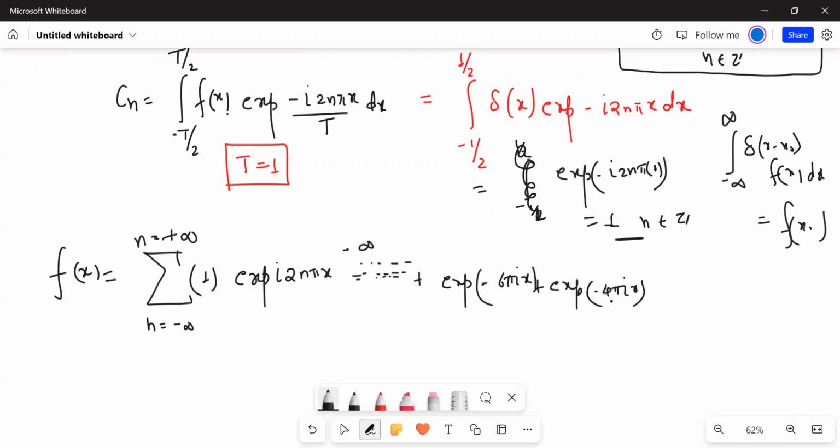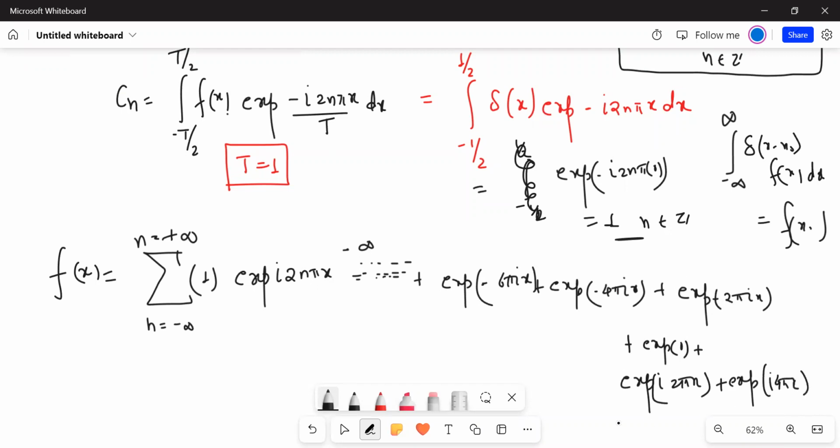4 pi x plus exponential minus 2 pi x plus exponential 0 plus exponential iota 2 pi x plus exponential iota 4 pi x plus exponential iota 6 pi x, so on and so forth. So basically, this is how you're going to get.